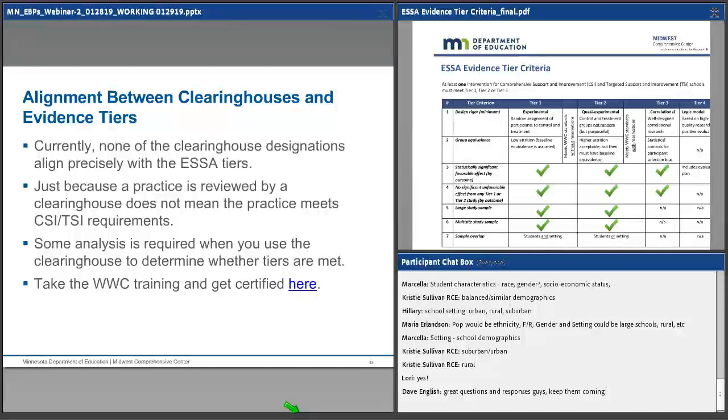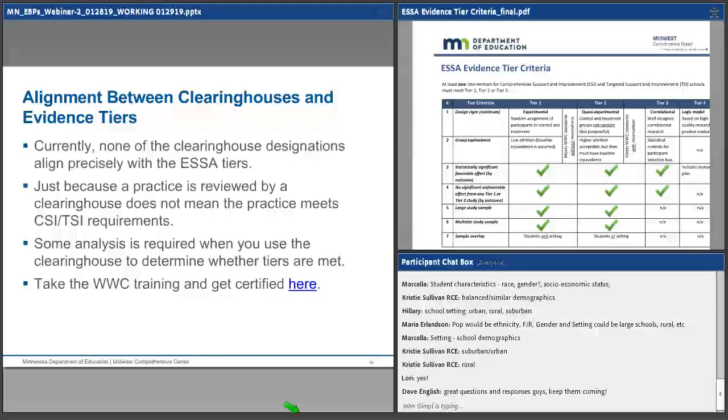But for now, you have to just look for the different clues for how they meet the different criteria, which is what we're going to show you. Remember that if a practice is in these clearinghouses, it doesn't mean that it automatically meets any of the tiers, okay? You still have to look at the information for each of the research studies to determine which tiers they meet. Some analysis is required.